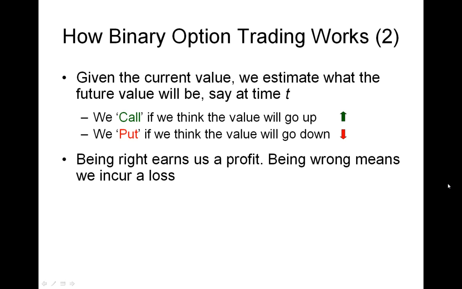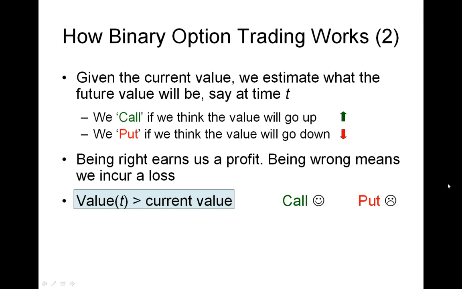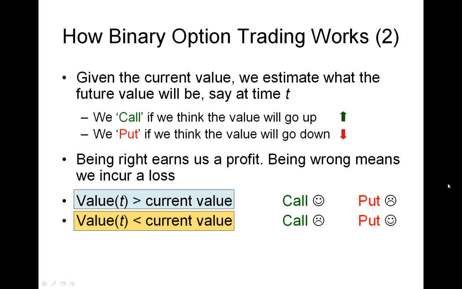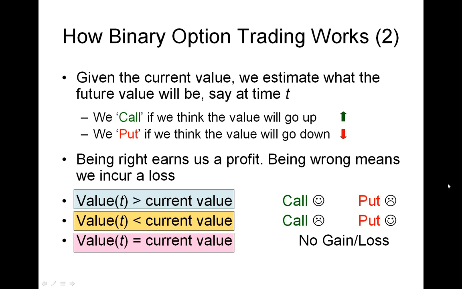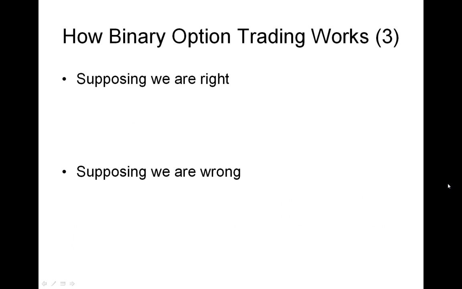On the other hand, we put if we think that the future value is actually going to go down. Being right means we earn a profit, but being wrong means we incur a loss. Therefore, if the future value is greater than the current value, and we had called, we're happy. But if we put, we're actually sad because we lost some money. On the other hand, if the future value is less than the current value, then the desirable outcomes are reversed. If the future value is exactly equal to what the current value is, that's the value didn't go up or it didn't go down, there is no gain or loss either way.